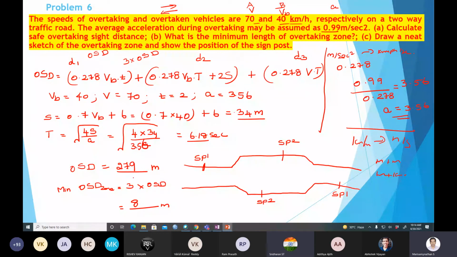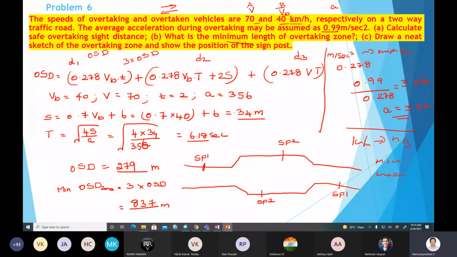Into 3, 278, right? So this is a 279 you are getting as the OST value, right? Then it is supposed to come 800 something when you multiply by 3, right? Sorry, sir, 837. Okay, 837 meter. So this is the minimum OSD. The problem itself was asking only for the minimum length.